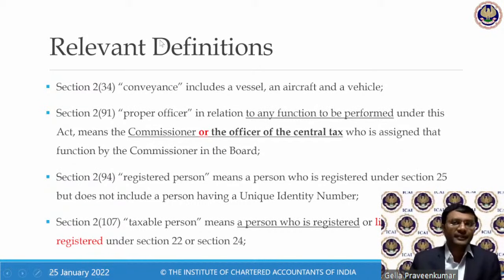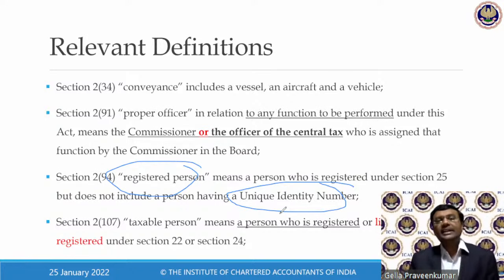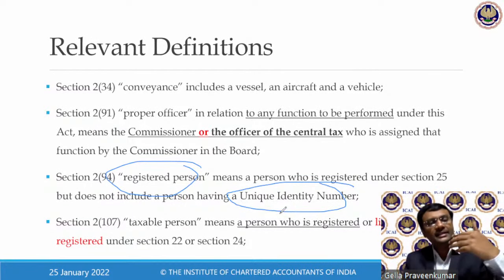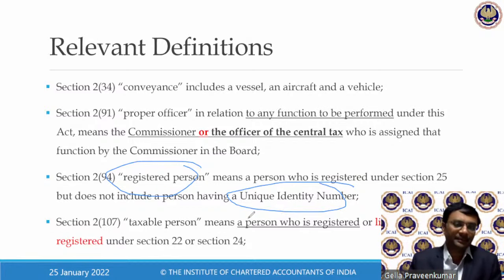For the purpose of this definition called registered person, the term registered person excludes a person having a UIN, unique identity number, which is assigned to an embassy or WHO, World Bank. These are all the entities where this registered person is kept away. Taxable person: a person who is registered or liable to be registered.